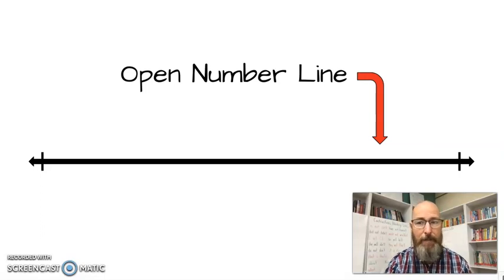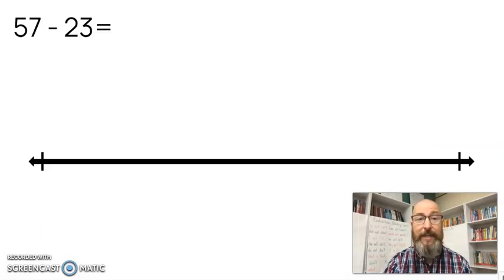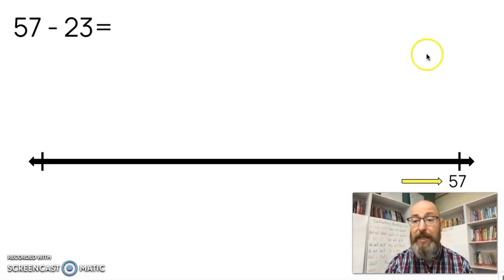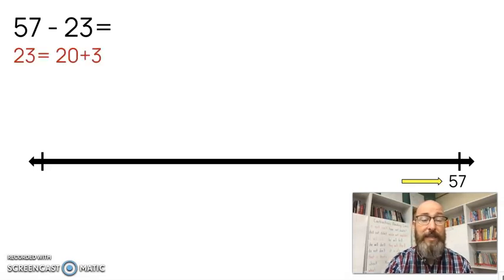So now that you know that, let's solve some problems together and see how we can use an open number line to help us with subtraction questions. Let's get started. First one we're going to do together is 57 minus 23. The first thing I want to do is place my 57 on the open number line. You can see I've placed it down here. That's where we're going to start from on our subtraction problem. We're going to subtract 23 from it.